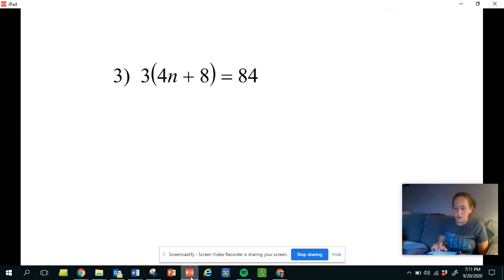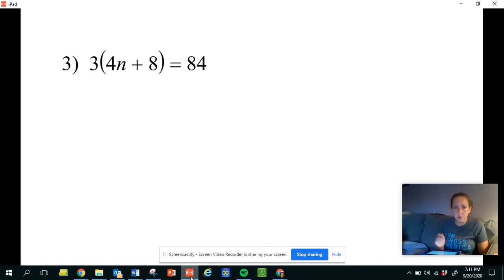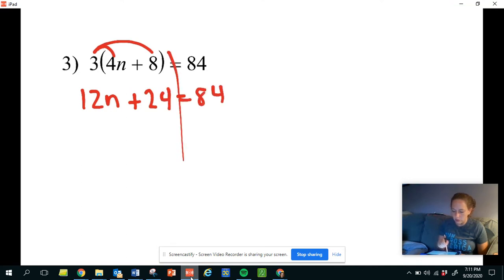Okay. In some cases, we have distributing, so that's with the parentheses. The first thing I'm going to do is distribute this 3, which means I'm going to multiply it by everything inside the parentheses. So 3 times 4n is 12n, and 3 times 8 is going to give me 24. And then I'm just going to bring my 84 down.